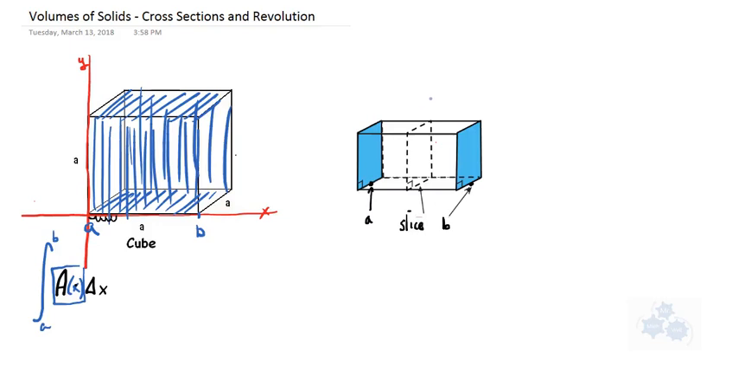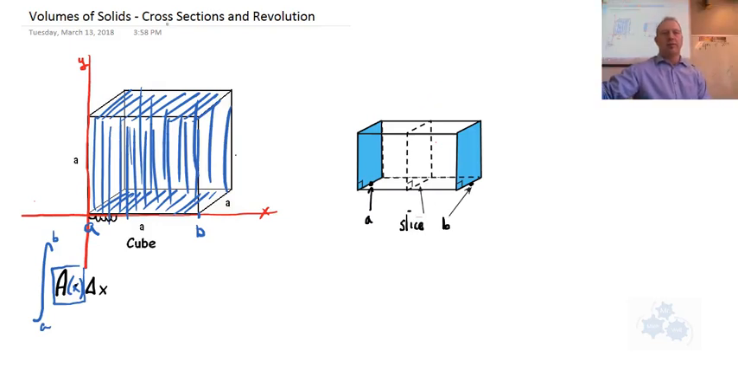Okay, so we're going to talk about volumes of solids of known cross-section and volumes of solids of revolution. That's the next stage here. The first part of this lesson will be the volumes of solids with known cross-sections. So I have a couple things drawn here.